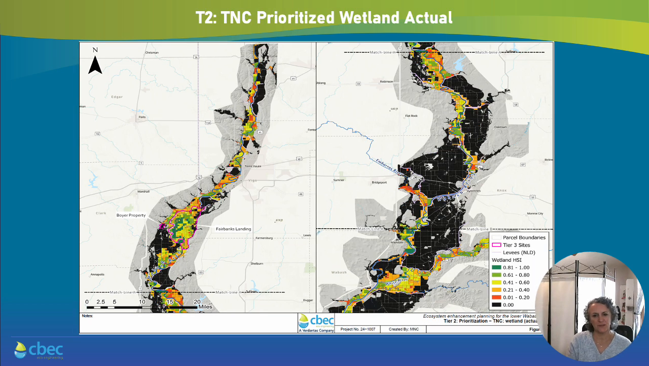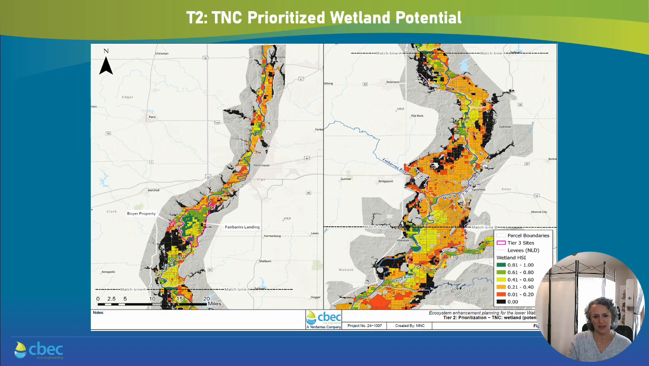So we also have the ability to look at what TNC would prioritize. We can look at the wetlands, we can look at the waterfowl, we can look at shorebirds. So we have 3 different sets of criteria that we can look at. And this is what the TNC general wetland restoration would look like in the actual condition currently. And then this is what it could look like, what the potential is for wetland restoration in this area.